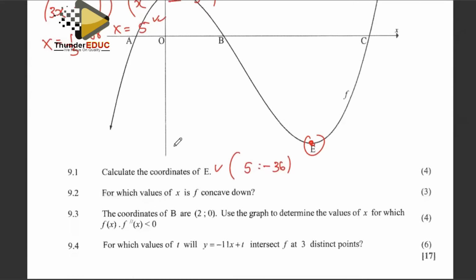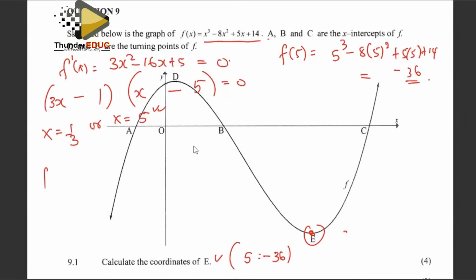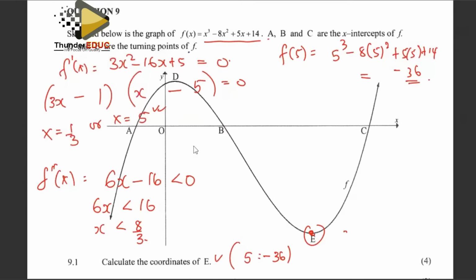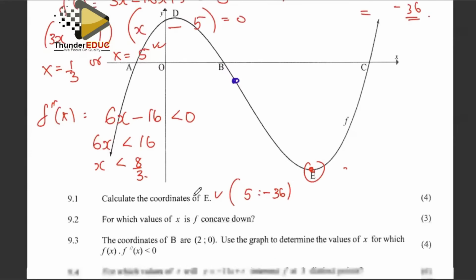Then for which values of x is f concave down? So concave down is the second derivative. Okay, so our second derivative is going to be 6x minus 16 should be less than 0. Let's move the 16 that side. 6x is less than 16. Divide both sides by 6. x should be less than 8 over 3. Okay, so that is how we would have obtained those marks as well.